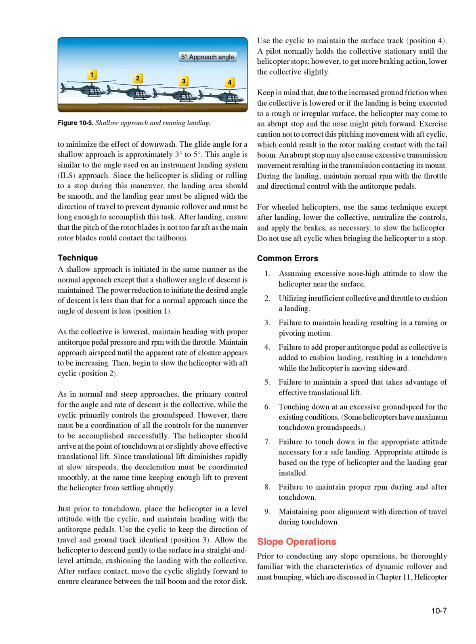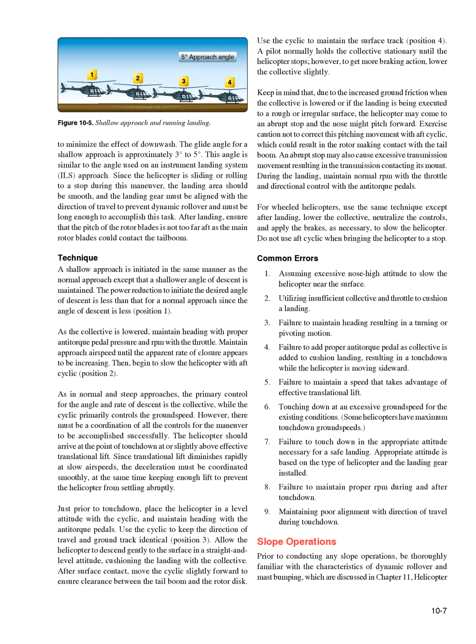Just prior to touchdown, place the helicopter in a level attitude with the cyclic, and maintain heading with the anti-torque pedals. Use the cyclic to keep the direction of travel and ground track identical, position 3. Allow the helicopter to descend gently to the surface in a straight and level attitude, cushioning the landing with the collective. After surface contact, move the cyclic slightly forward to ensure clearance between the tail boom and the rotor disc. Use the cyclic to maintain the surface track, position 4.